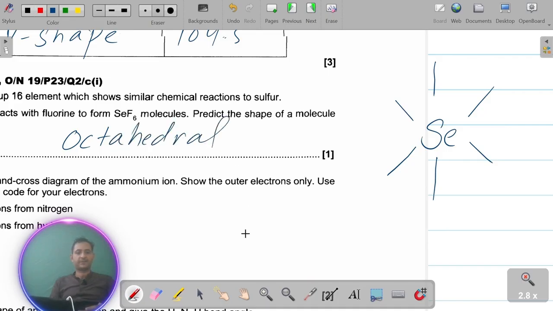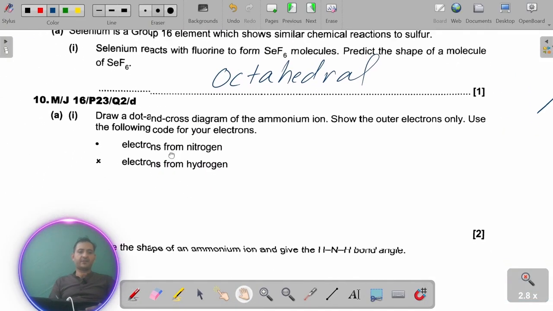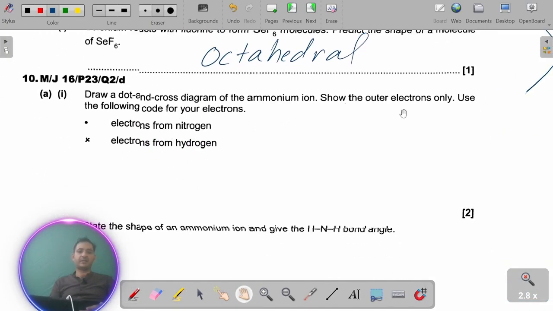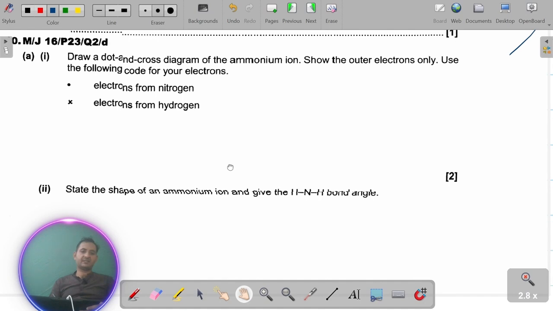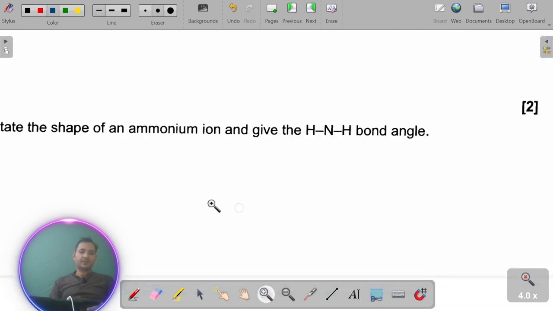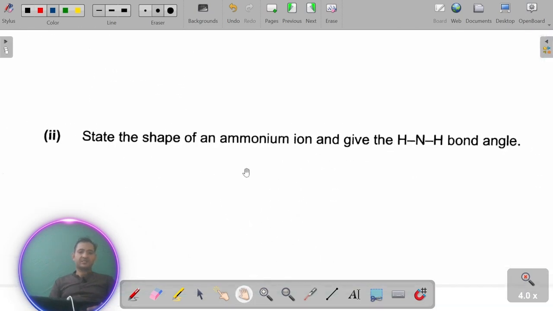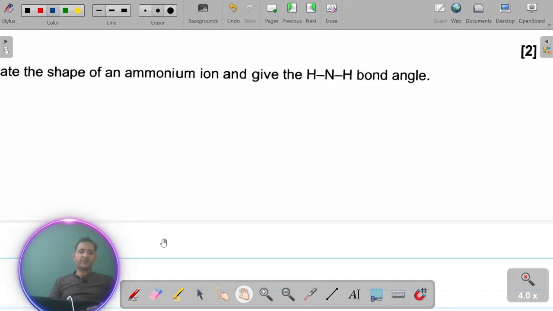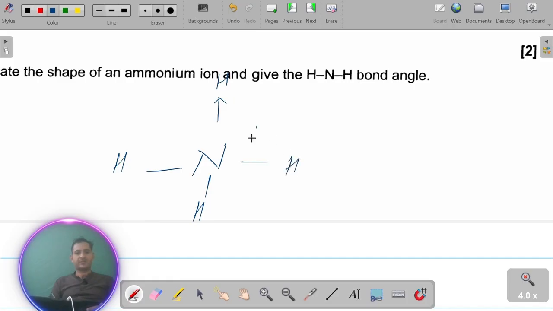Okay. So next we have: draw a dot-and-cross diagram of the ammonium ion. I think we have already done this multiple times. State the shape of the ammonium ion and give the H-N-H bond angle. The ammonium ion shape is like this, with a dative covalent bond and a positive charge, and the shape is tetrahedral. In tetrahedral, the bond angle is 109.5 degrees.